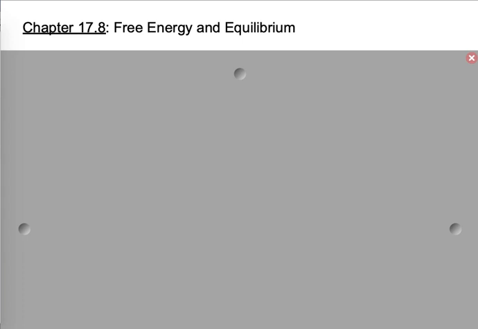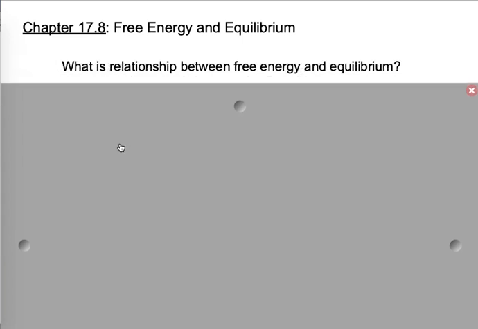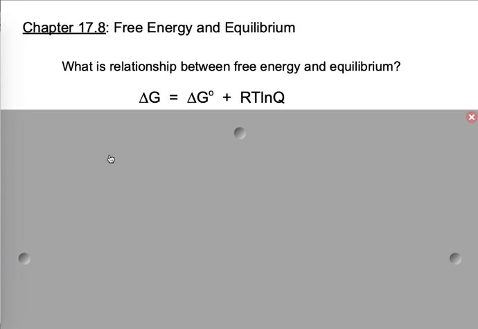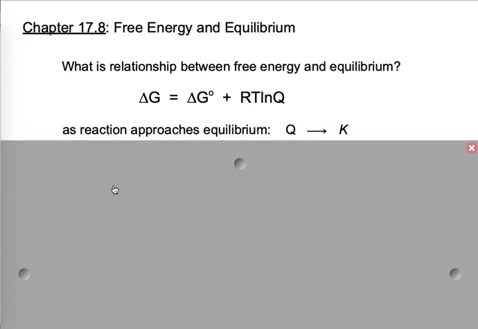So now, let's talk about free energy and equilibrium. What is the relationship between these two quantities? Well, we just said that delta G is equal to the standard free energy change plus RT ln Q. As a reaction under specified conditions approaches equilibrium, as we know, Q approaches K. As a reaction proceeds spontaneously in the direction that will achieve equilibrium, the numerical value of Q approaches K.